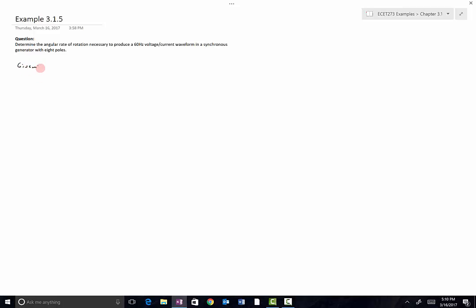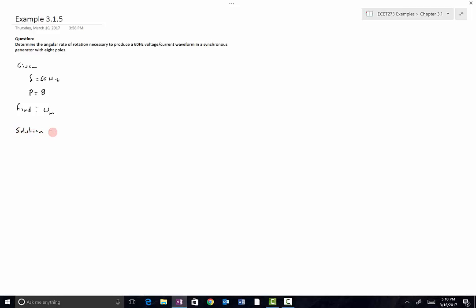Given the fact that we have a 60 Hz electrical frequency and we have 8 poles, the symbol for poles is capital P. We're needing to find the angular rate of rotation, so that's omega m, right? Omega radians per second. So how fast is this thing spinning? The solution to this is fairly straightforward.